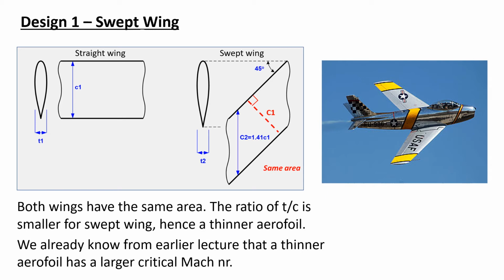Is that right? We already know from the earlier lecture that a thinner aerofoil has a larger critical Mach number. So this helps to alleviate the drag increase for transonic flight. Showing here is, I think, a World War II aircraft. It is equipped with a swept wing to address the drag increase issue. Okay, so that is for the swept wing.